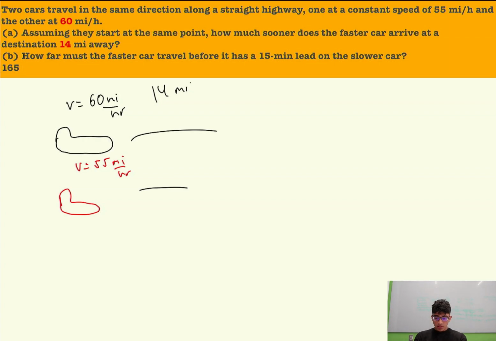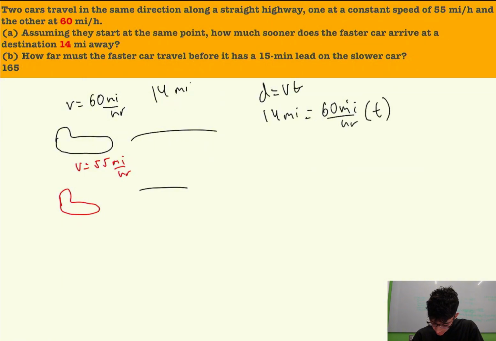So we could use d is equal to v times t, if our distance is 14 miles and our velocity is 60 miles per hour, and time is that. Just use time is equal to d over v. Just divide them, right? So 14 divided by 60, he gets there in 0.23 hours. Okay, the other guy's going to be 55 divided by.